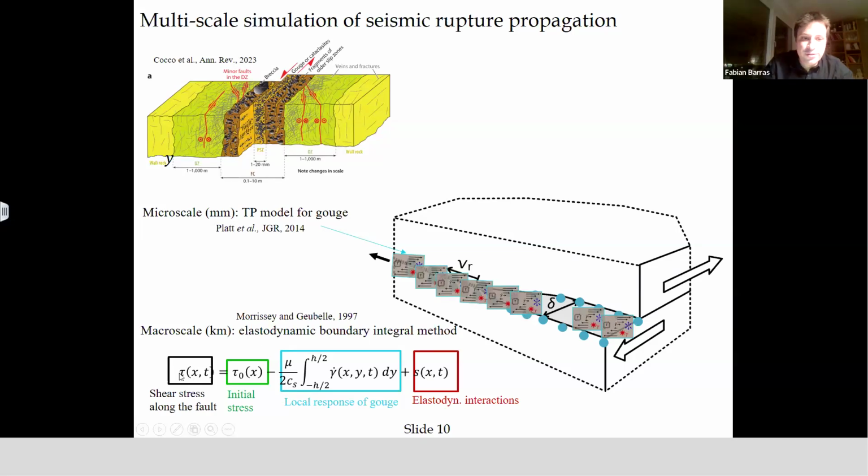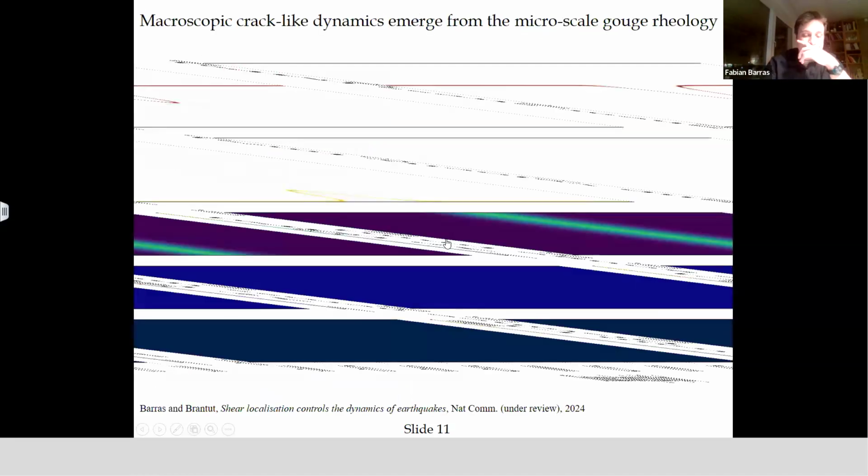If we look at the equation governing this model, it derives from the classical equation for the elastodynamic boundary integral method. So you have shear stress along the fault. It's given by an initial stress, like the stress that has been built up, some local response of the gouge, so that's the term that locally relates the change in strain rate with a change in stress. And you also have, importantly, elastodynamic interaction that redistributes stress from one region along the fault to another. So if one region localizes, it loses its ability to bear stress, and then it forwards this ahead on the next region. So we have this fracture or rupture process that will arise. And that's what you will see in this video.